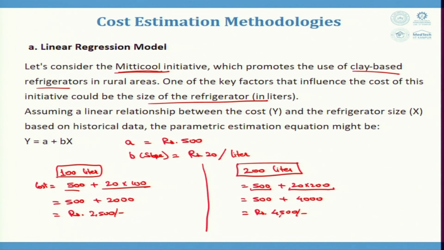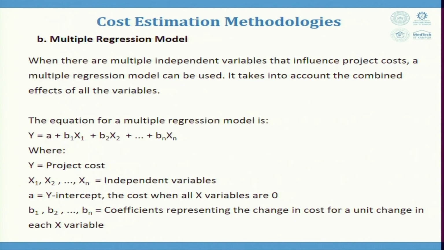Now, this regression model could also be multiple. When I say multiple, it has more than one independent variable. So, here multiple independent variables come into the multiple regression model. These influence the project cost, because it is not only the capacity, it is also the robustness, and also the transportation cost, that is where this refrigerator is to be transported to. In this case, the other variables should also come in. So, this is known as the multiple regression model. It takes into account the combined effects of all the variables.